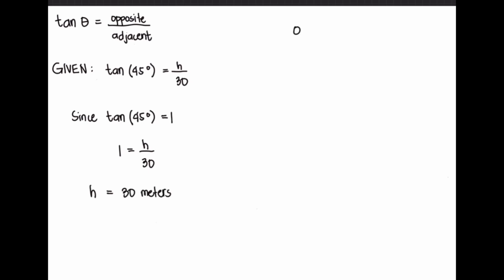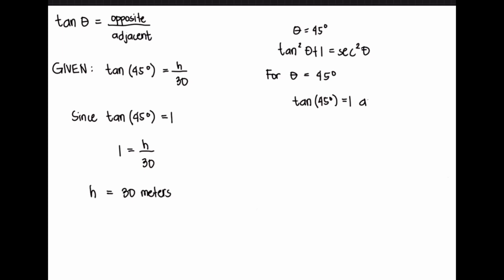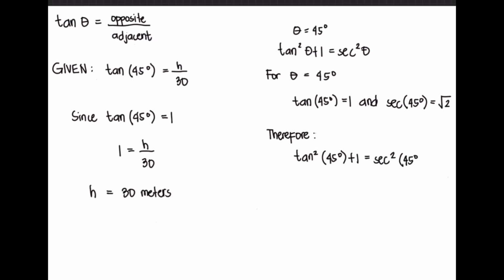The Pythagorean identity for tangent and secant is tangent squared theta plus 1 is equal to secant squared theta. For theta equal to 45 degrees, tangent 45 degrees is equal to 1 and secant 45 degrees is equal to square root of 2. Therefore, tangent squared 45 degrees plus 1 is equal to secant squared 45 degrees. Using the identity, 1 plus 1 is equal to square root of 2 squared, and 1 plus 1 is equal to 2.